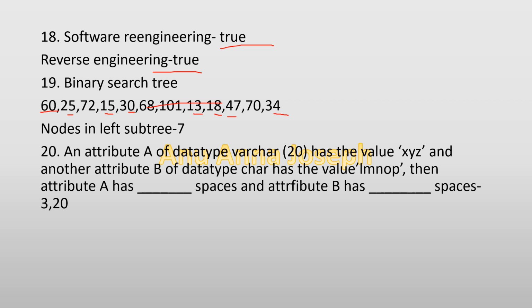Next question is, an attribute A of data type varchar has the value x, y, z, and another attribute B of type char has the value lmnop. So when varchar is used, the size is variable. It holds how much data it just stores. If 3 characters are there, it just stores 3 spaces. But for char, the size is fixed. It is if lmnop is there, but it is written as 20. So the space will be 20 itself. So answer is 3 and 20.